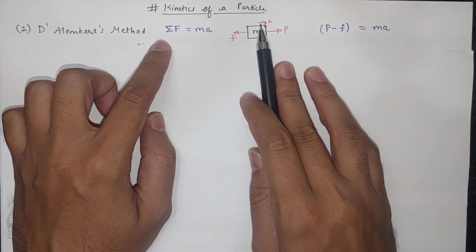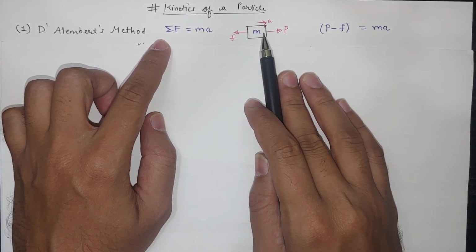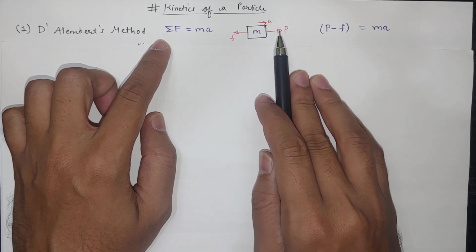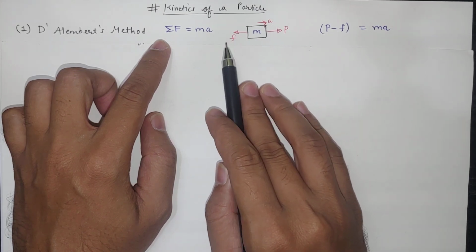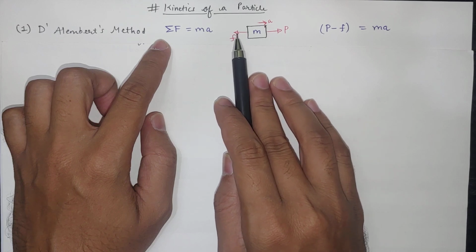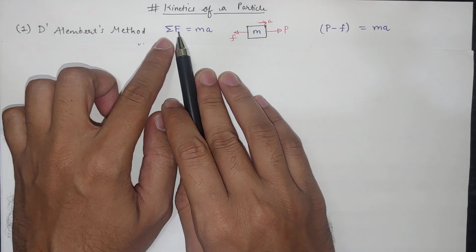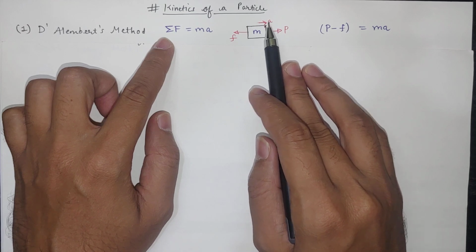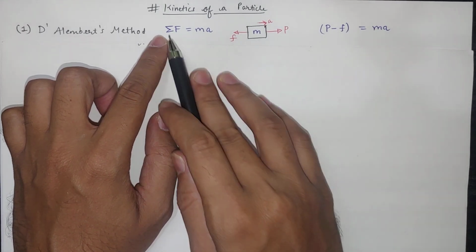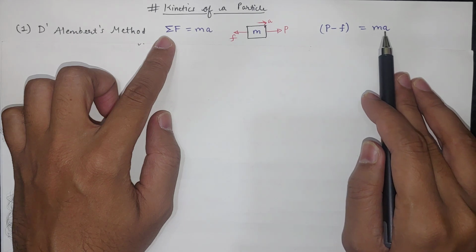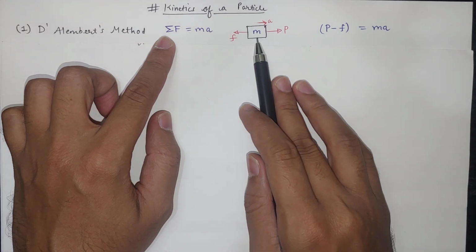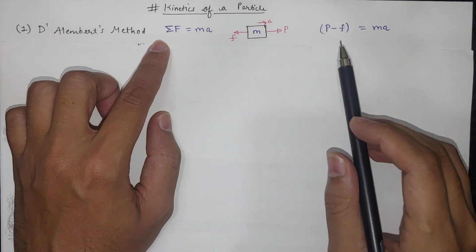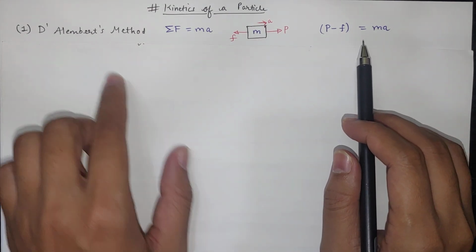Here, if a mass is moving with an acceleration a due to force P, and there is some resistive force like friction force or air resistance in the opposite direction, we can simply write the forces in the direction of acceleration as positive. So P minus F, the summation of force, will be equal to m into a. M is the mass of the object and a is the acceleration of the object. This is how we can use this equation, and this is called the D'Alembert method.